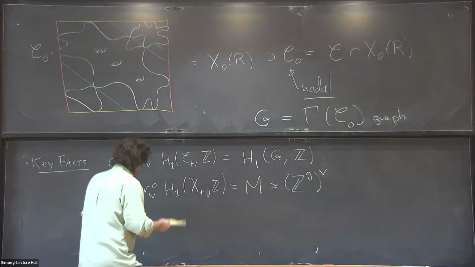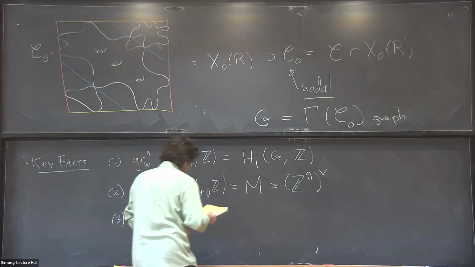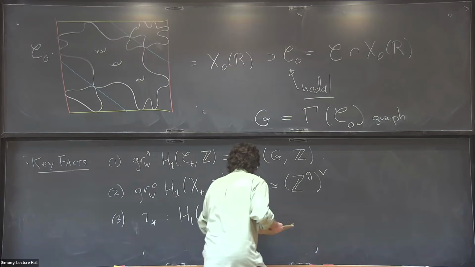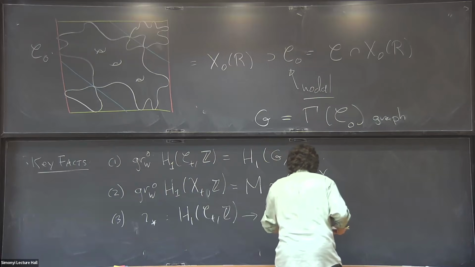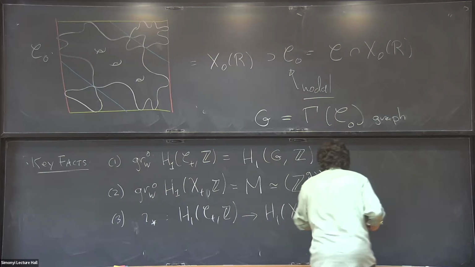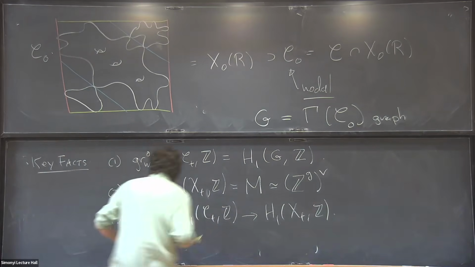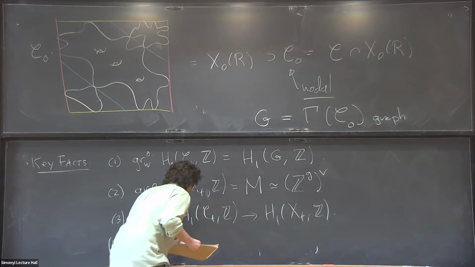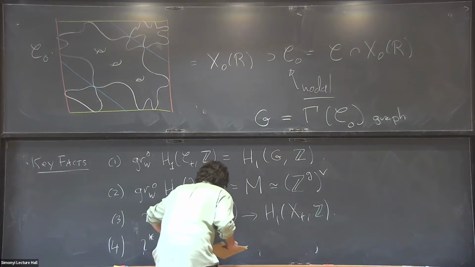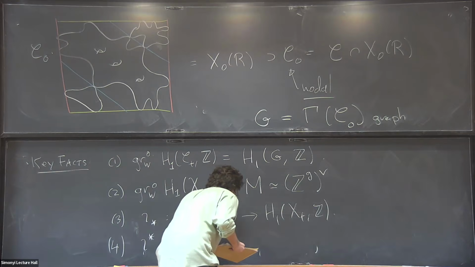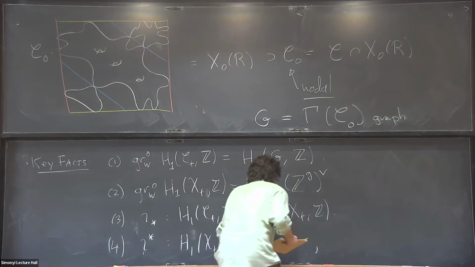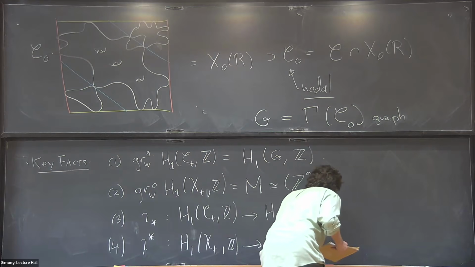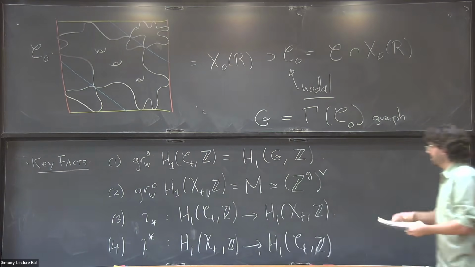Okay. Third, we have a pushforward map on homology from H1 of the curve to H1 of the abelian variety. That's just because we have pushforward on homology. But in fact, we have a map that goes the other way, from H lower one of the abelian variety to H lower one of the curve C. So why do we have this map that goes the other way?